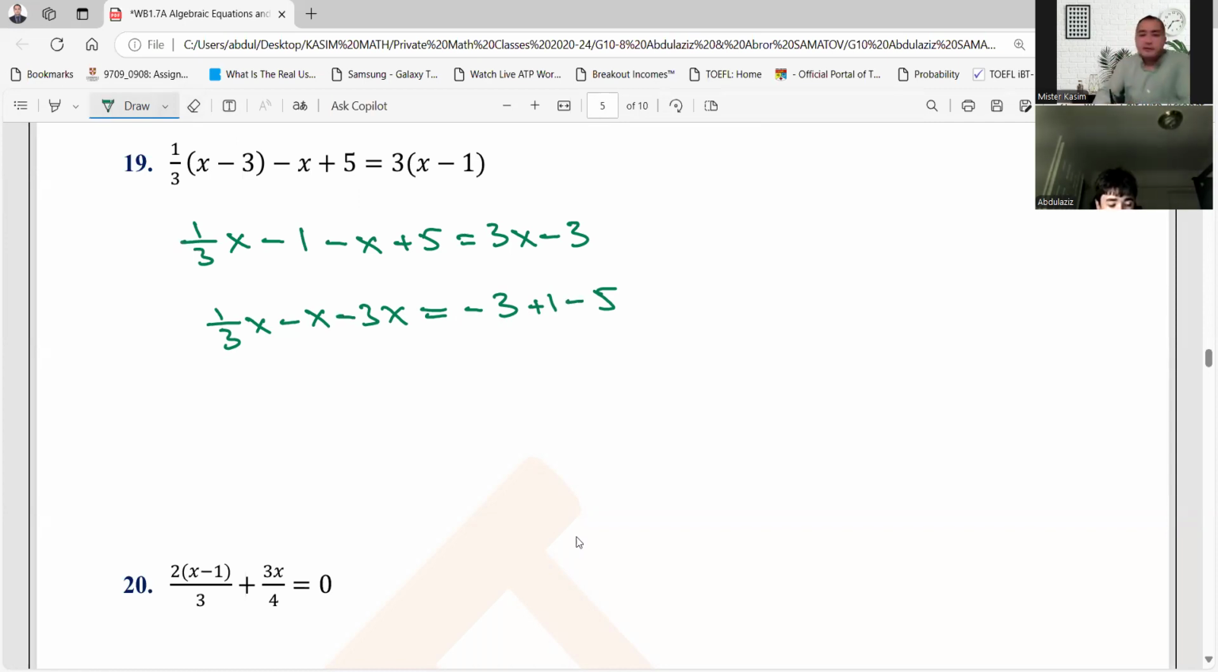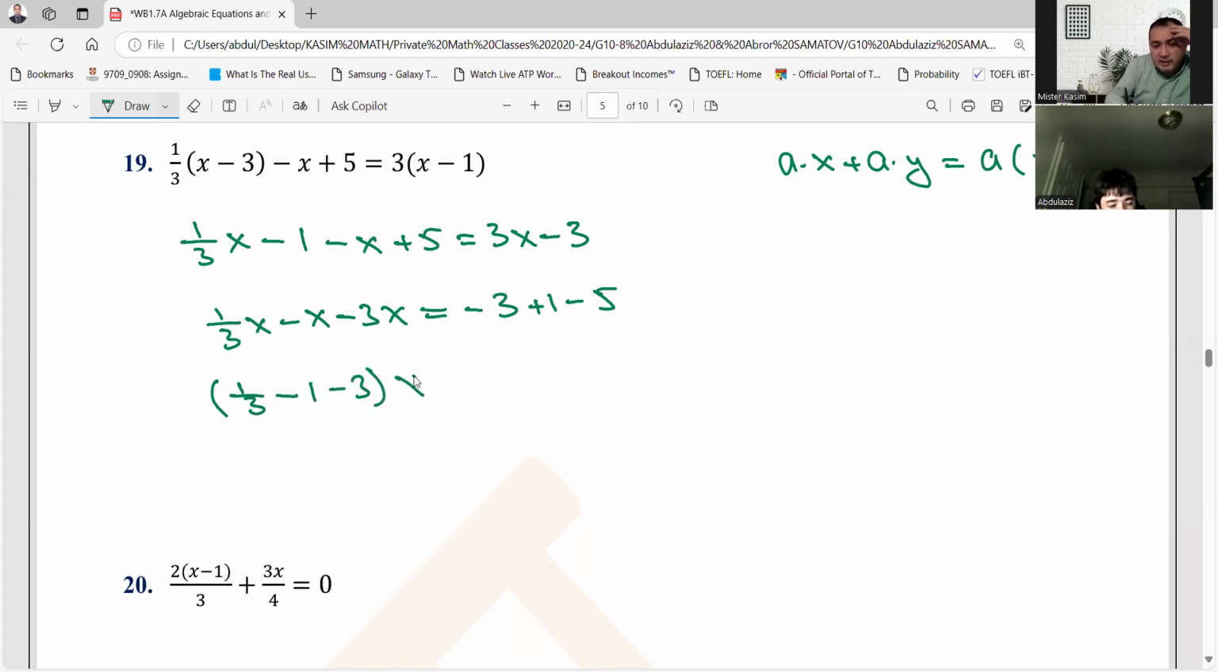And now here, Abdullah, let's see here, x is a common factor. What do we have here? I'm just going to use this property. If we have a times x plus a times y, a is a common factor. I can factor out a, write it as a times x plus y, right? So x is a common factor here. I have here 1/3 minus the coefficient is 1 minus 3 times x. On the right hand side, negative 3 plus 1, negative 2. Negative 2 minus 5 is negative 7.